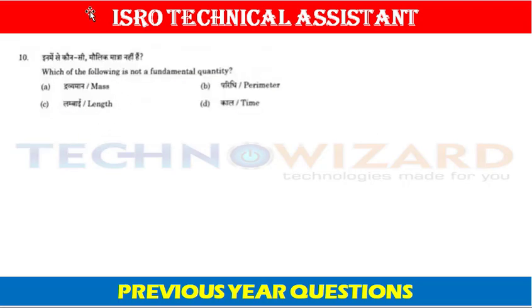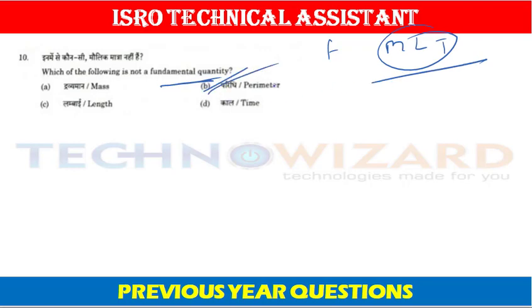Question number 10. Which of the following is not a fundamental quantity? Fundamental quantities are defined by mass, length and time only. Okay. Therefore, perimeter is the correct answer here.